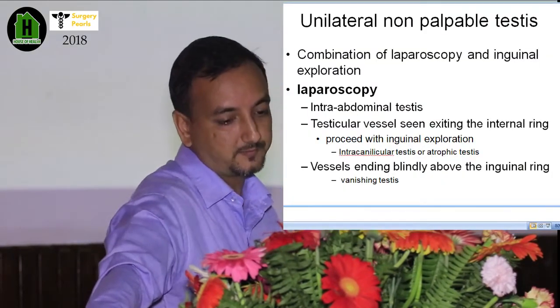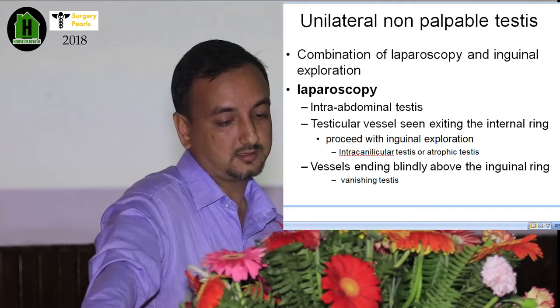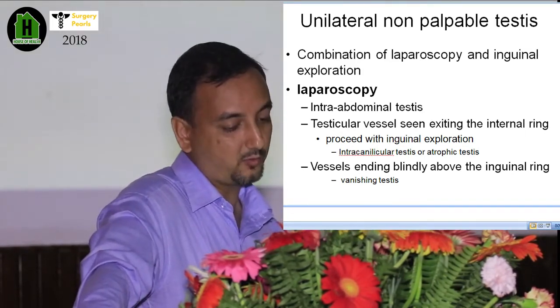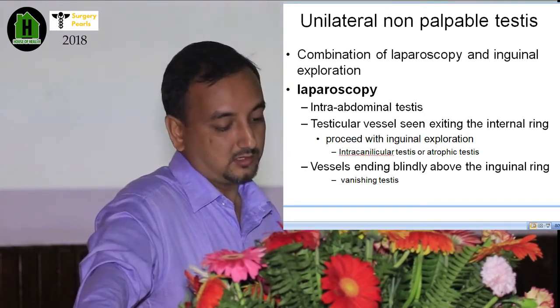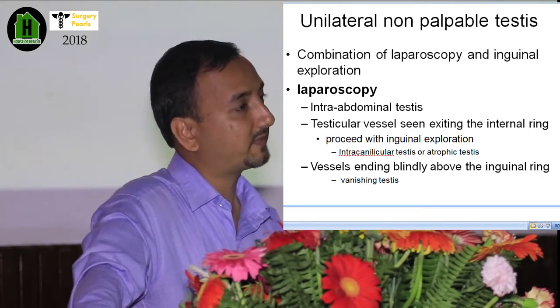So what do you do with a unilateral non-palpable testis? A combination of laparoscopy and inguinal exploration is applied. In laparoscopy, you might have 3 scenarios. One is you might find an intra-abdominal testis. The other is you might find that the testicular vessel is seen exiting through the internal ring, right?